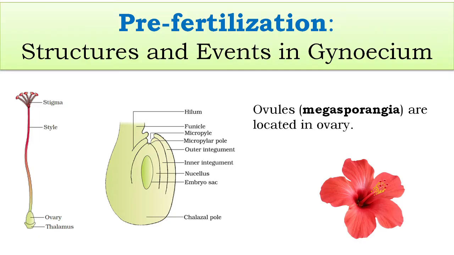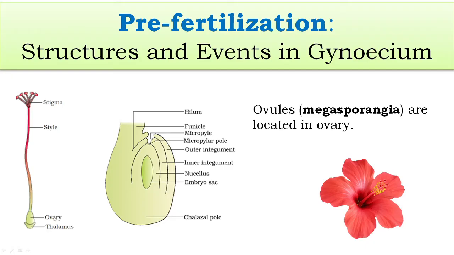Now if you look at the structure of a pistil of Hibiscus rosa-sinensis flower, Hibiscus rosa-sinensis is nothing but the China rose. If you look at the pistil of the China rose, you can clearly see that it has three parts: stigma, style, and ovary. The stigma is the platform where the pollen grains land during pollination, and the style is the long tubular structure which connects the stigma to the ovary. The ovary is the bulbous structure at the bottom.